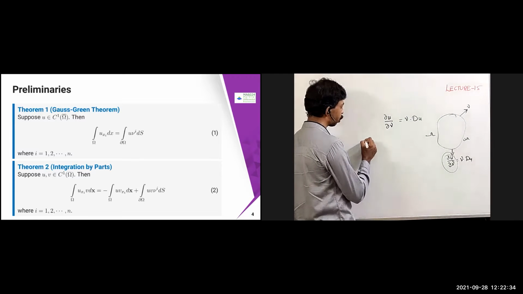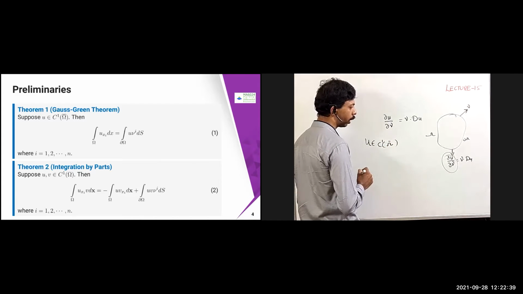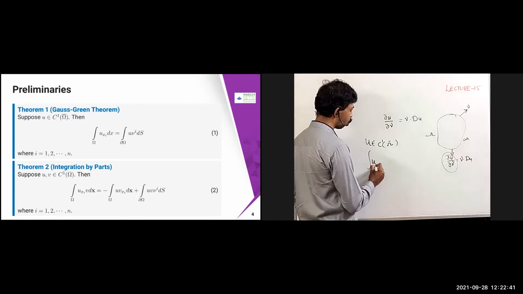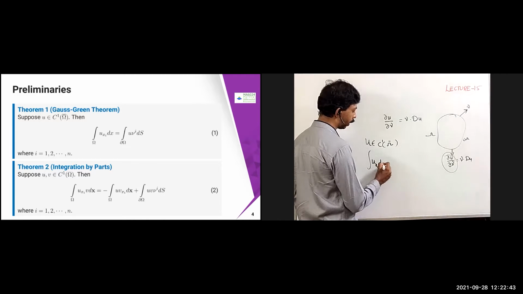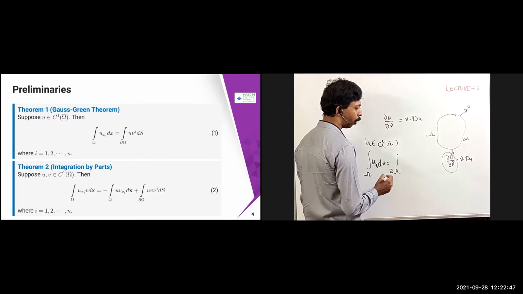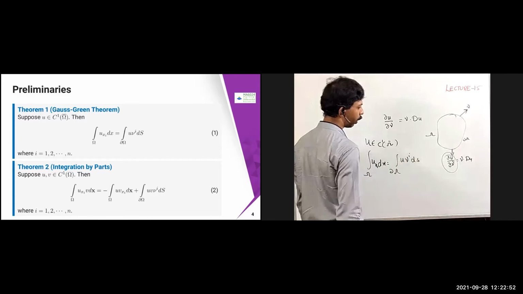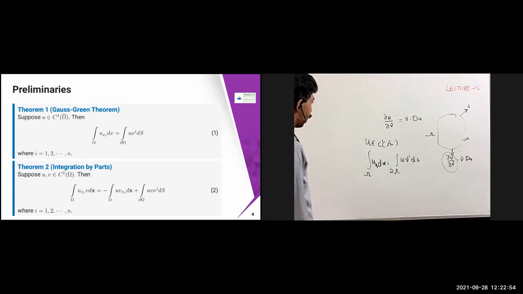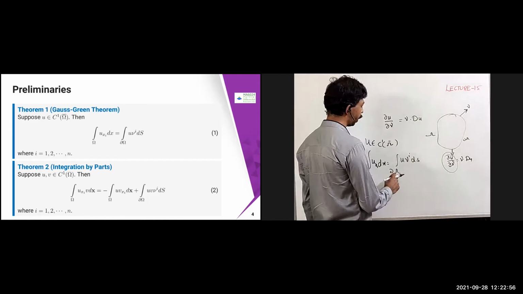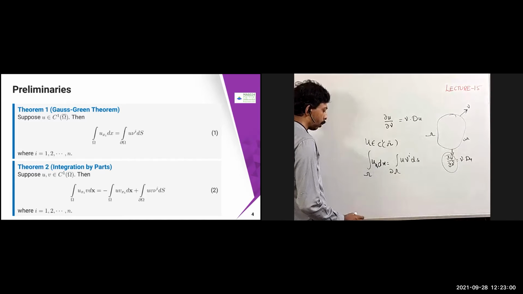What you have is that suppose u belongs to C1 of omega bar. Then the integral of u_xi dx over omega is going to be the integral over the boundary dou omega of u nu_i ds. I left this as an exercise, so you can just verify it. Similarly, the next part I'm also going to leave as an exercise, because you can straight away get it from integration by parts.